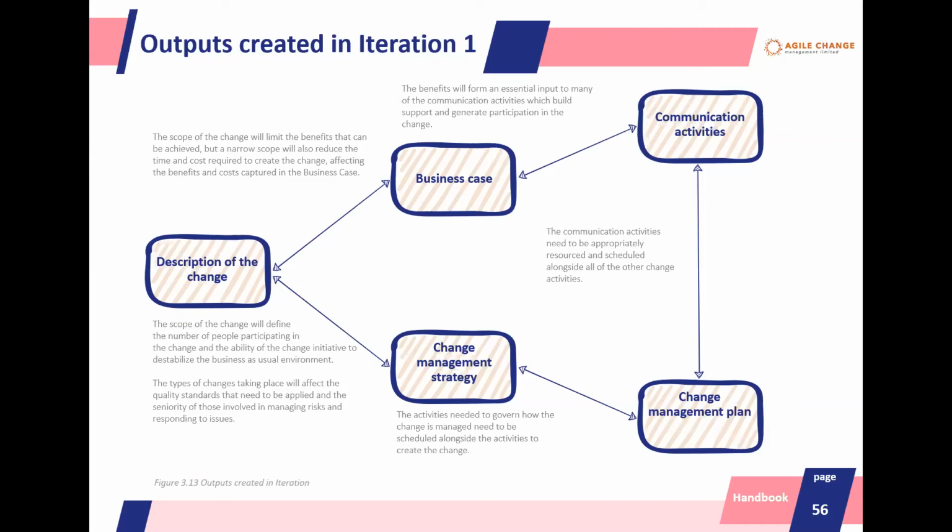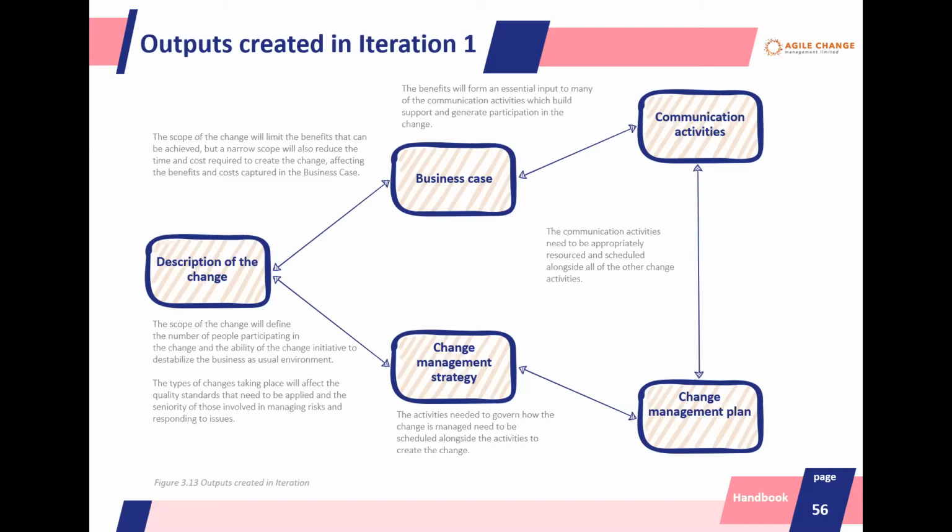This diagram is examined as part of the Agile Change Agent certification, and it basically describes the relationship between these 5 outputs. The description of the change describes the scope of the change. And of course, the narrower the scope, the fewer the benefits that will be included in the business case. The wider the scope, the more benefits that will be included. But of course, the wider the scope, not only do the benefits increase, but also the costs are likely to increase as well. So there's a symbiotic relationship between the description of the change, i.e. the scope, and the business case.